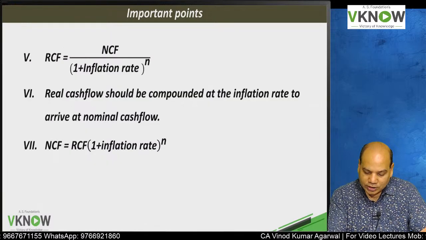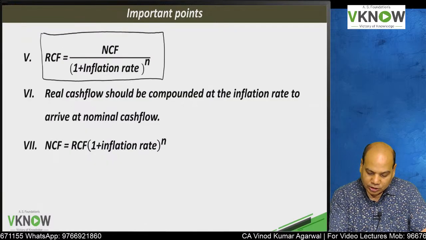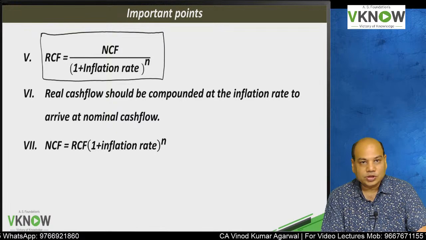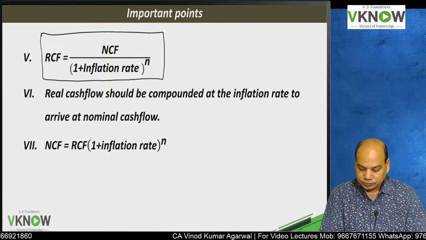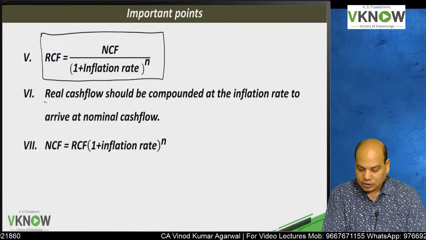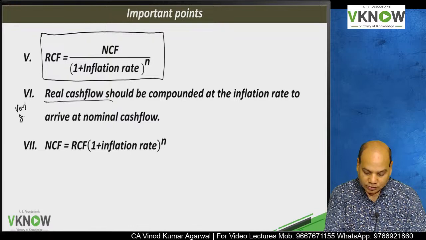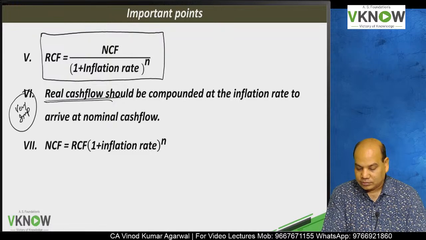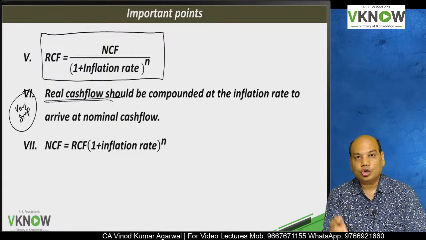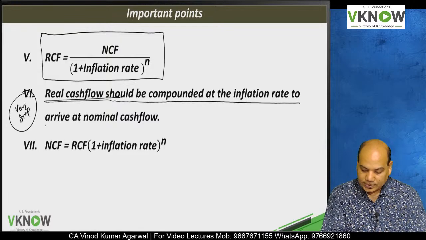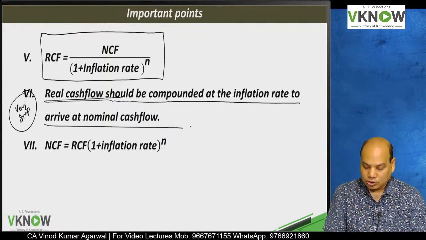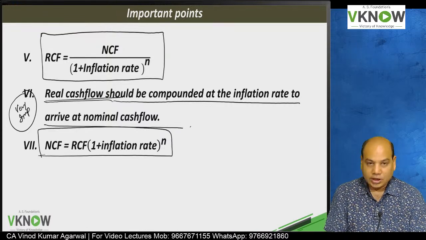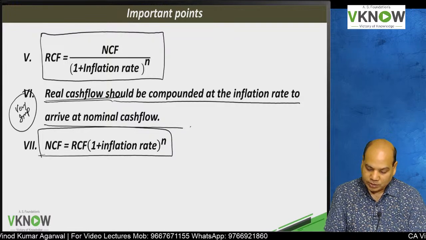So how do I convert nominal cash flow into real cash flow? Again, one more time, real cash flow equals nominal cash flow upon 1 plus inflation rate to the power n. And very important, this point number 6: if real cash flow is given and nominal discount rate is given, then you will have to first convert real cash flow into nominal cash flow. How do I do it? Nominal cash flow is equal to real cash flow into 1 plus inflation rate to the power n. Is it right?